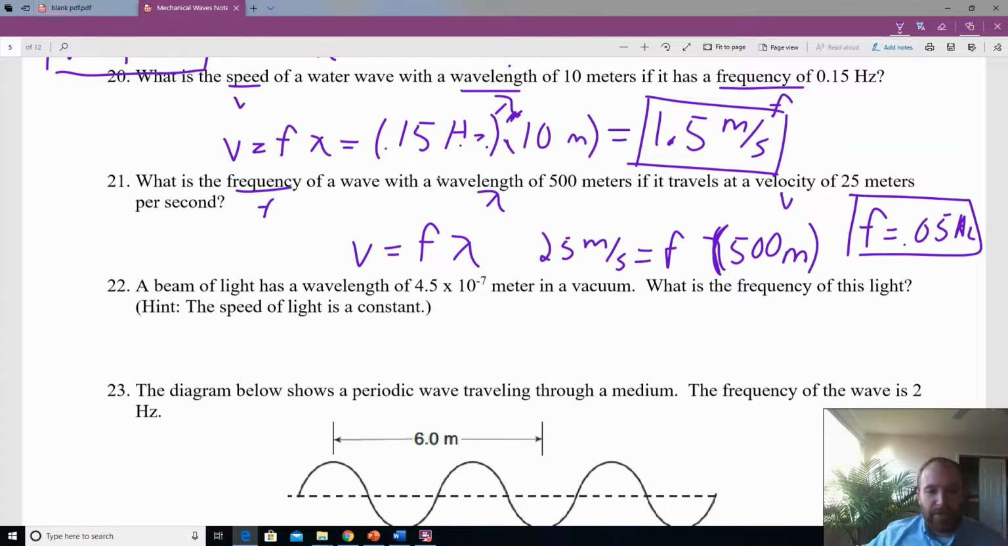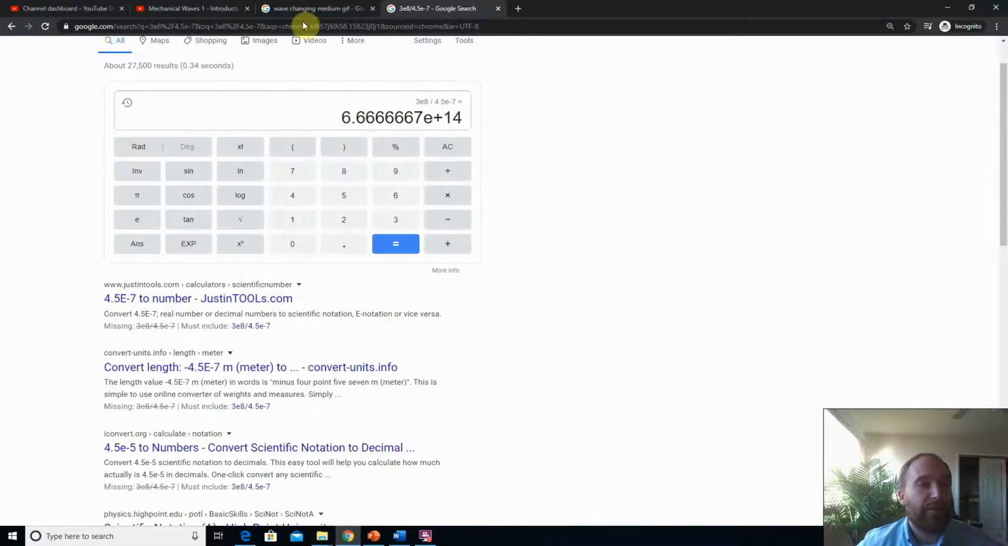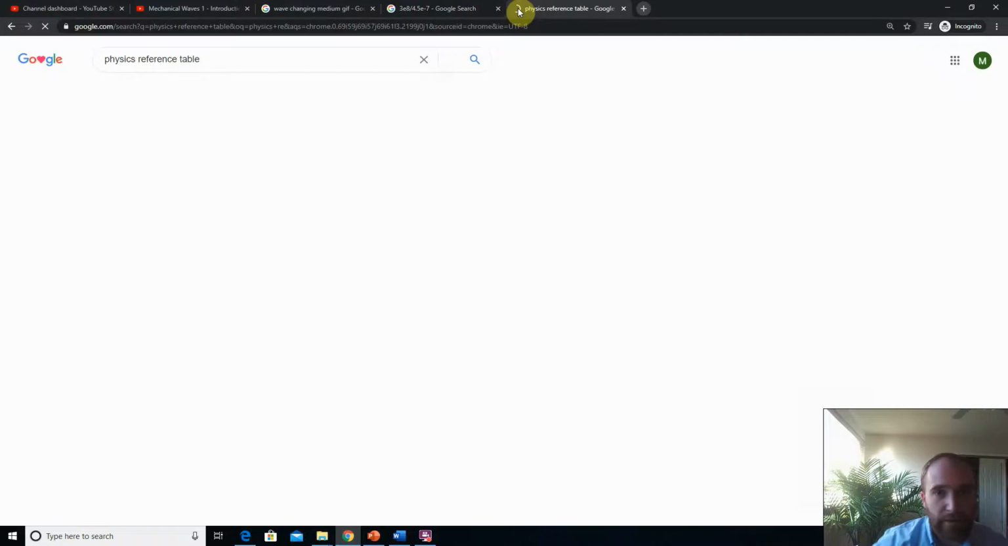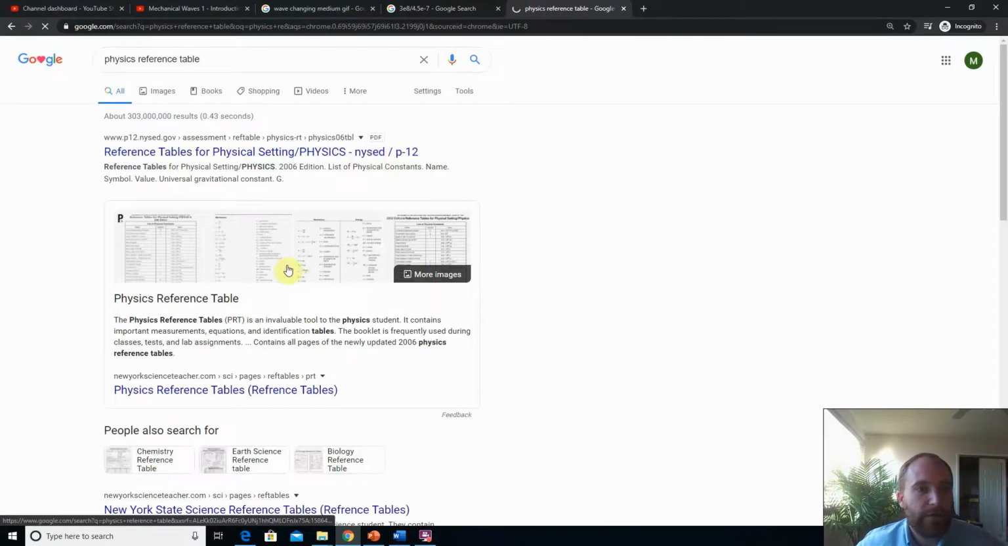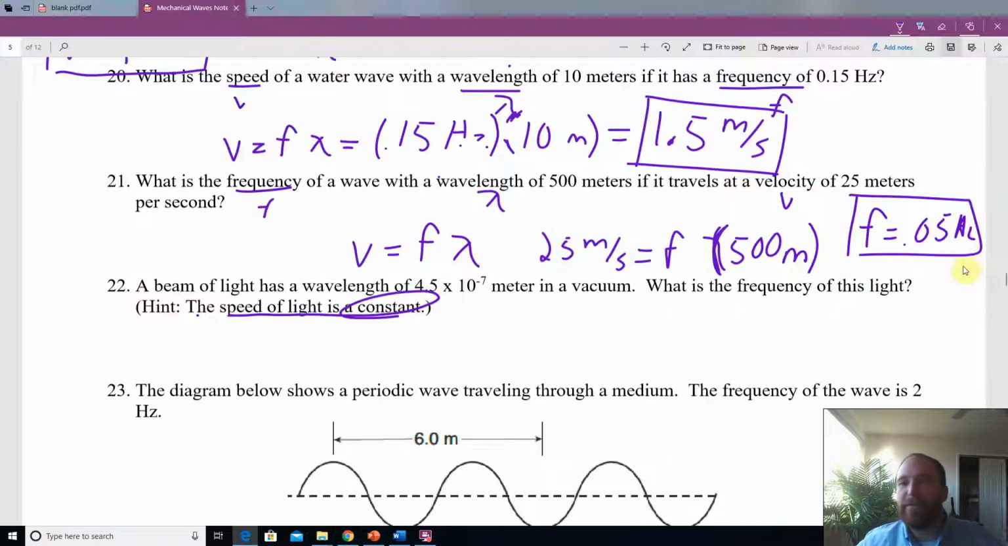22, a beam of light has a wavelength of 4.5 times 10 to the negative 7 meters in a vacuum. What is the frequency of this light? I gave you a nice hint here. The speed of light is a constant. Well, anytime something is a constant, I will assume you know what to do with that, and what you should do with that is look it up in the reference tables. Oops. Thought I had that open. I apologize. All right, your list of physical constants is here, and the speed of light is this third row down, 3 times 10 to the 8th meters per second. That's a big number, but light is famously very fast.